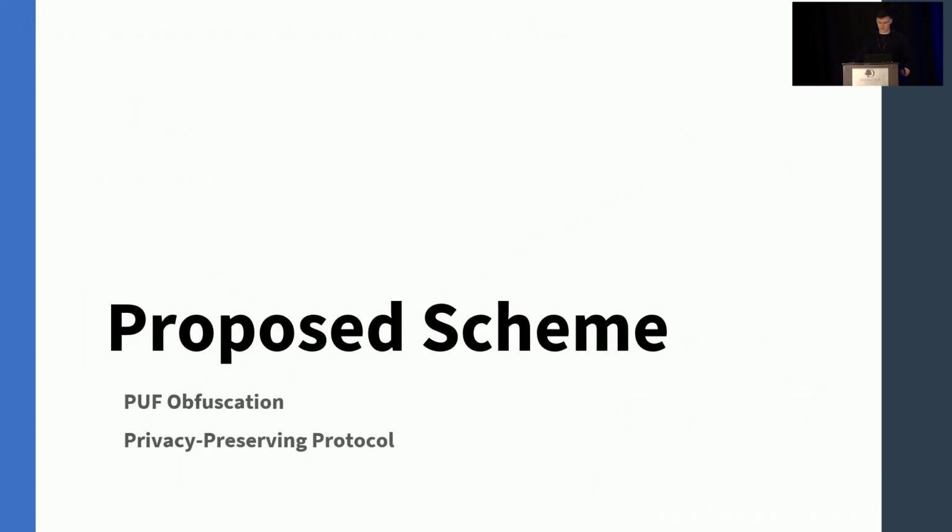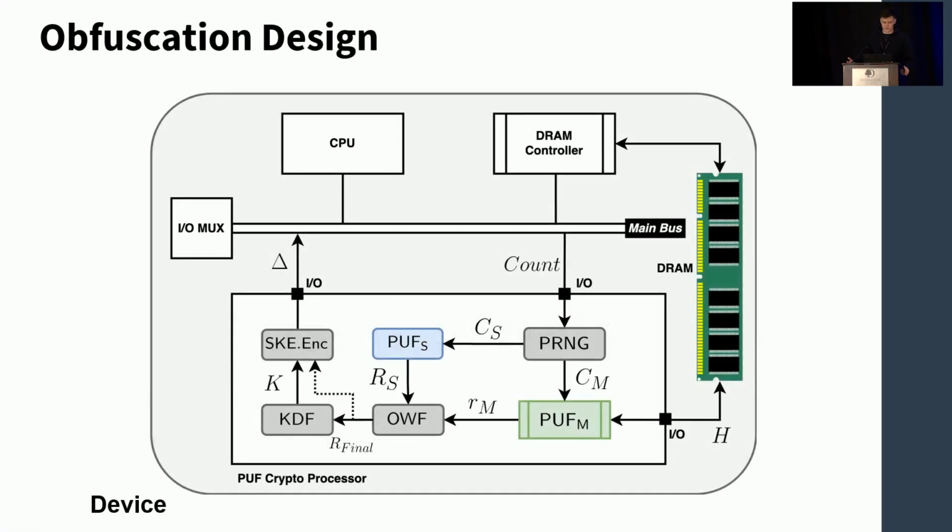So now onto the proposed scheme we used to try and solve this problem. First of all, we have the hardware design. This is the design of the PUF crypto processor, for utilizing the PUF to generate messages and obscure this challenge response interface. First of all, a counter value, which is incremented through the protocol, is sent as a seed to our pseudo random number generator, where we can generate a challenge for a strong PUF and a weak PUF. In our case, we've used a DRAM PUF in our experiments.